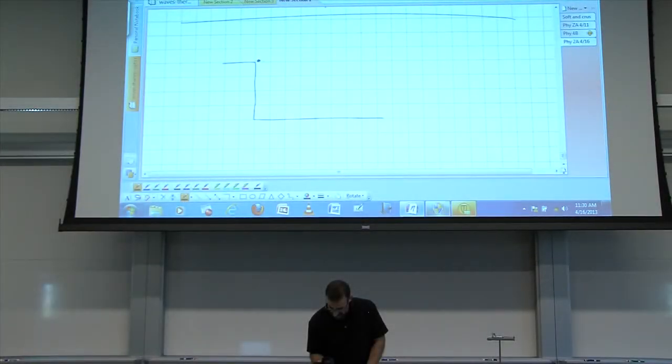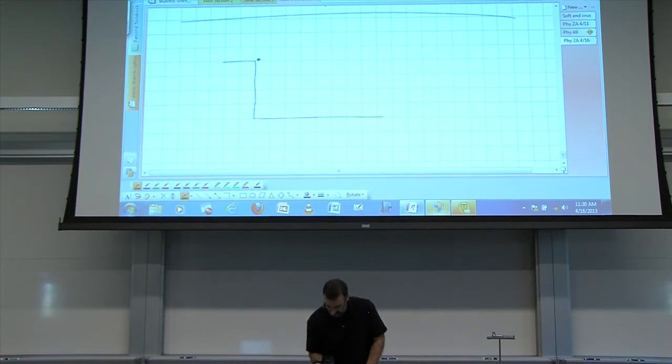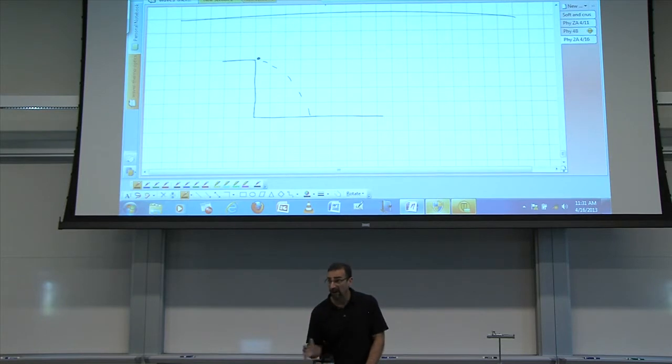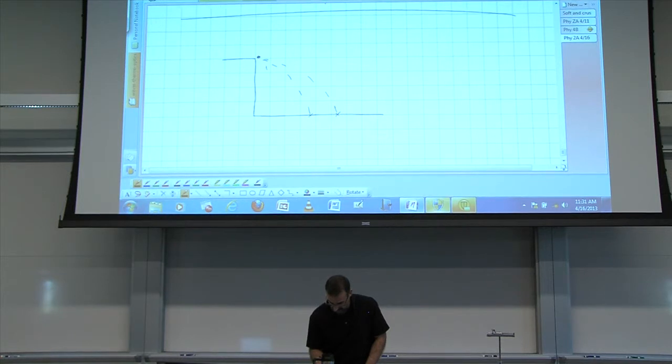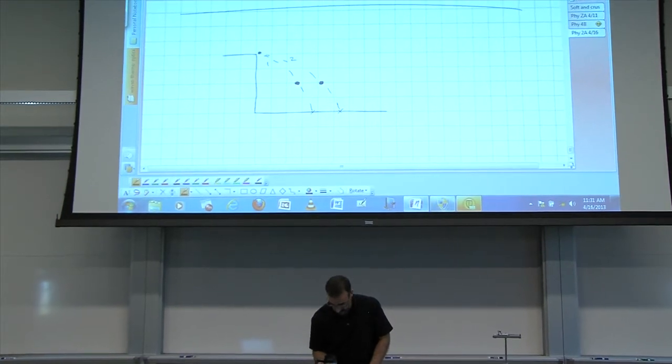Two objects, 1 and 2. They both are given a horizontal velocity only. So the first one follows that path, and the second one is given a bigger horizontal velocity, and so it follows this path. We'll call this 1, and this 2. And then at some time, when they're halfway down, 1 is over here, and 2 is over there, right?